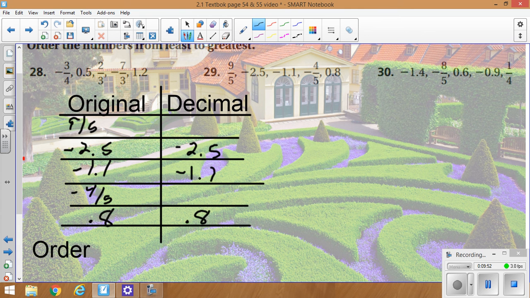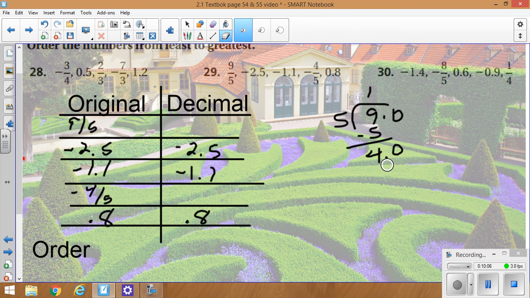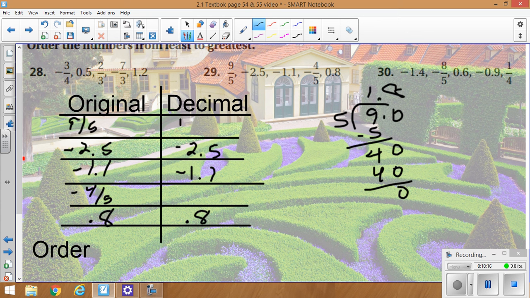Okay, now what I'm going to do is take all of the fractions and divide them out. So I'm going to take 9 and divide it by 5. 5 goes into 9 once. 4 left over, add a 0. 5 goes into 40 8 times, nothing left over, decimal goes straight up. So 9 over 5 is simply 1 and 8/10. Pause now if you need this work to the right.